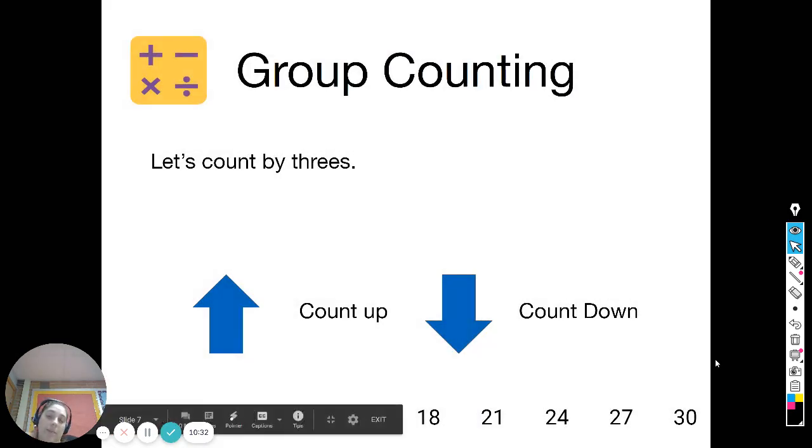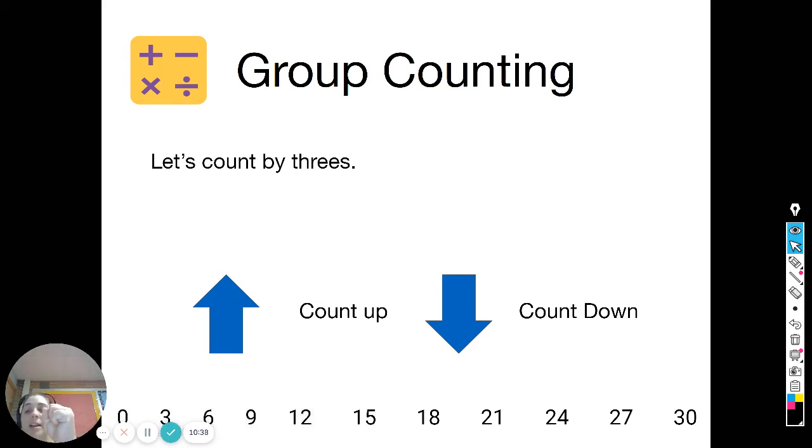Let's go ahead and skip count now by 3. So this one's going to be a little bit slower. So what you're going to be thinking in your head is, okay, 1, 2, 3, 4, 5, 6, 7, 8, 9, 10, 11, 12. So you're thinking the other numbers in your head, but you're only saying every third number. Okay, here we go. Ready?